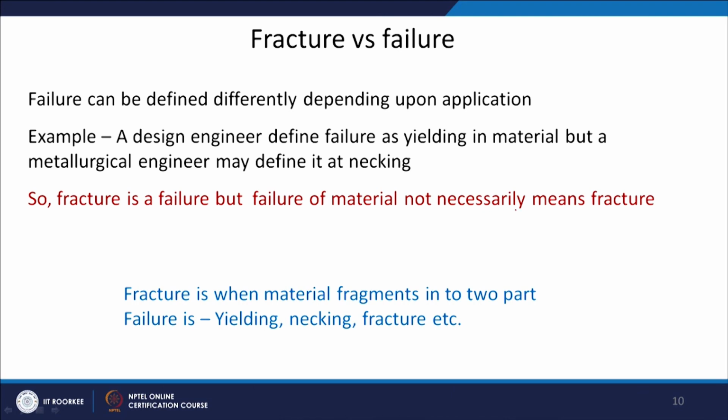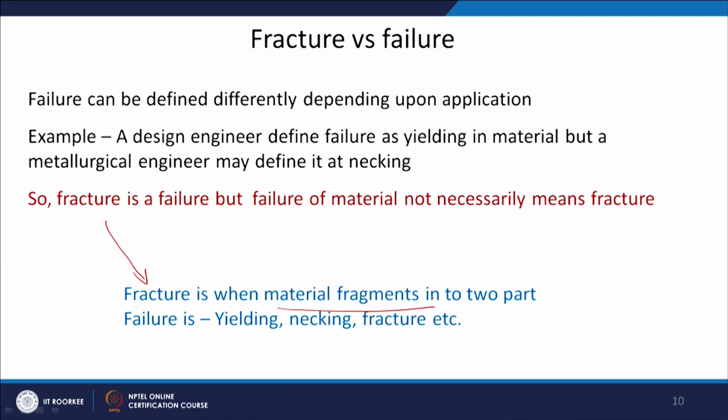So I can say fracture is a failure, but failure of a material does not necessarily mean fracture. Fracture is another type of failure, and what happens in fracture is what is shown here. Fracture is when the material fragments into two parts or multiple parts. Whereas failure can be yielding, necking, fracture, etcetera. A lot of different things can be failure, but fracture is very clear: the material has to fragment into two or more parts, with some discontinuity in the material so that there are separate parts. That is my fracture.